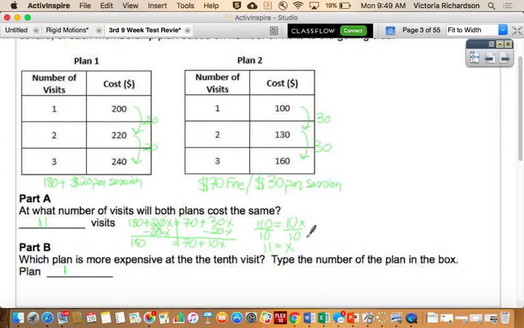That's, if you have 11 visits, it doesn't matter if you go with plan 1 or plan 2. At 11 visits, they're going to be the same. Part B says, which plan is more expensive at the 10th visit? So you would take these expressions and multiply by 10, so 180 plus 20 times 10, and 70 plus 30 times 10, and you would get that plan 1 is more expensive.